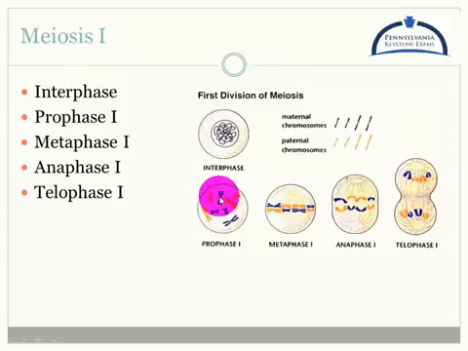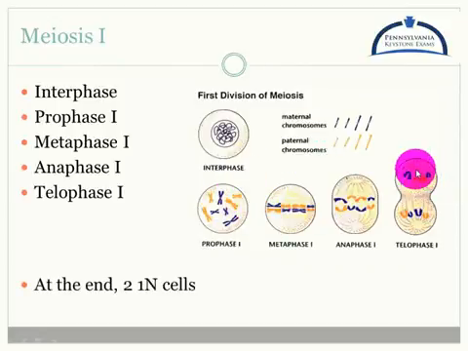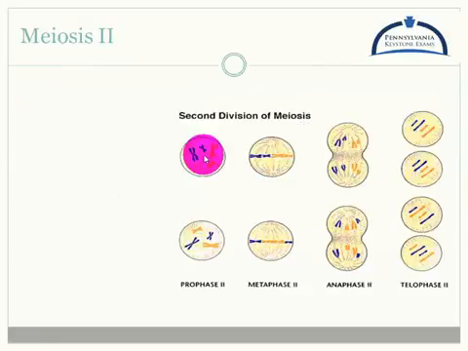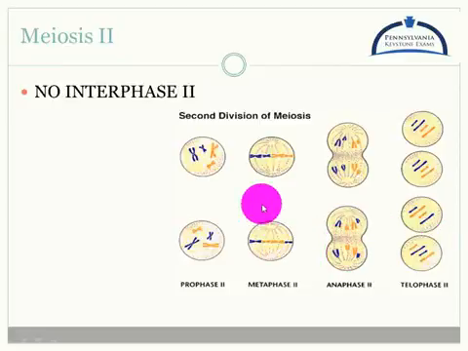I have big paired homologous chromosomes that are doubled up. So at the end of this, I'm going to get 2 cells, and each is going to be 1n, or haploid, because it's going to have half of the number that it used to have, and it's got 1 set of chromosomes. For meiosis 2, what we're going to have is a prophase 2, a metaphase 2, an anaphase 2, and a telophase 2. You'll notice there is no interphase 2.